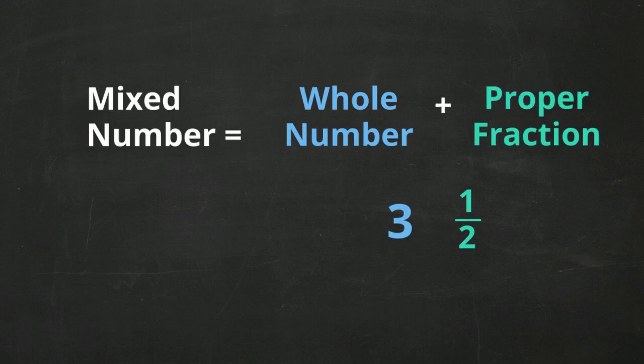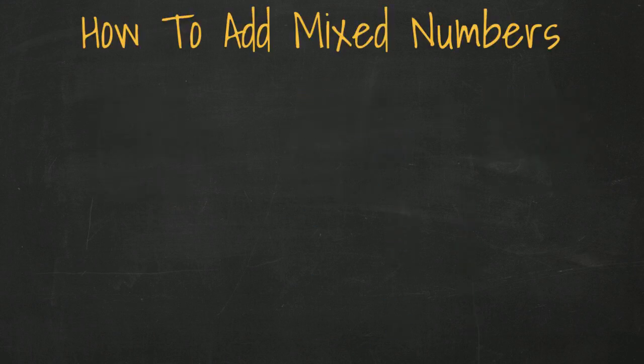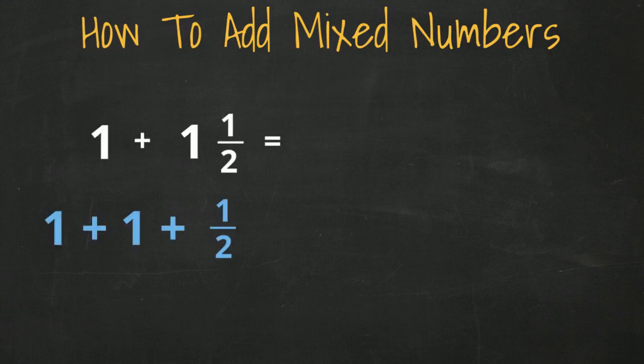So the mixed number of 3½ means 3 wholes plus 1/2 of another whole. Let's look at a simple example first. 1 plus 1½. This is adding a whole number plus a mixed number. But you can think about it this way: 1 plus 1 plus 1/2. Because the mixed number of 1½ is the same thing as being 1 plus 1/2. You would then be able to say 1 plus 1 plus 1/2 equals 2½.